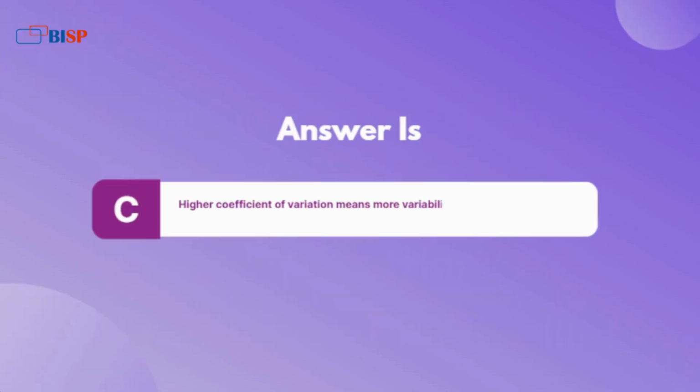Answer is C. Higher coefficient of variation means more variability relative to mean ROE.